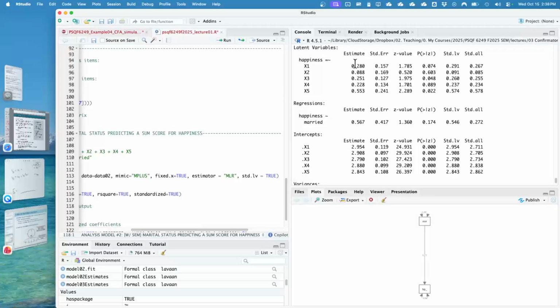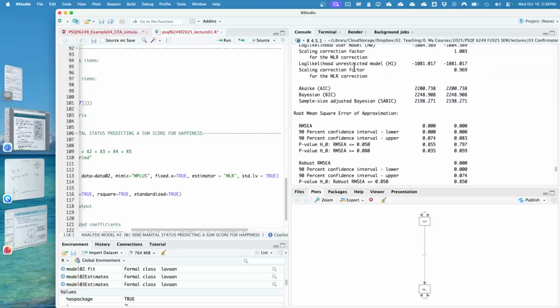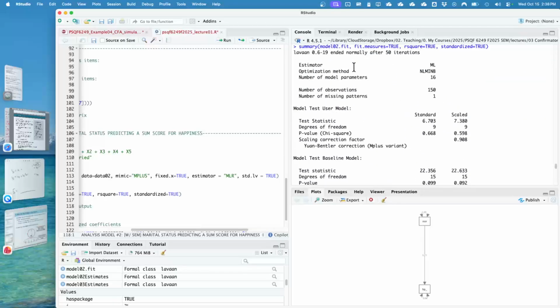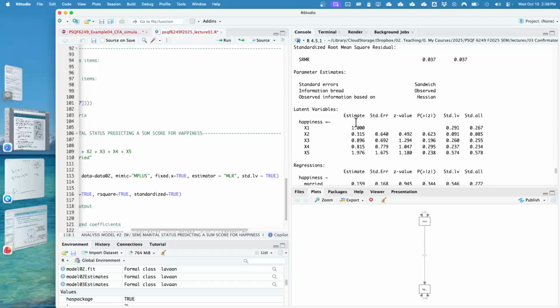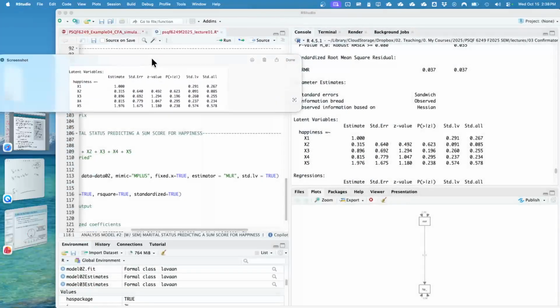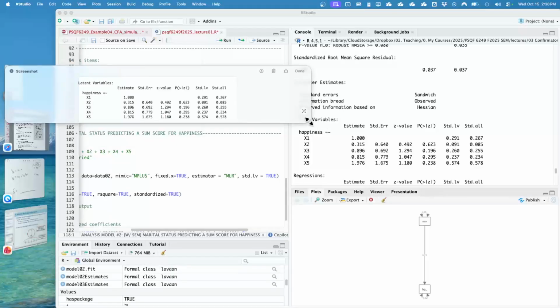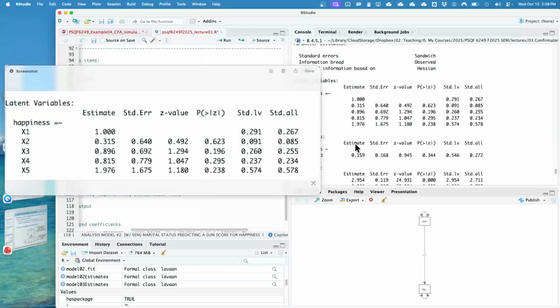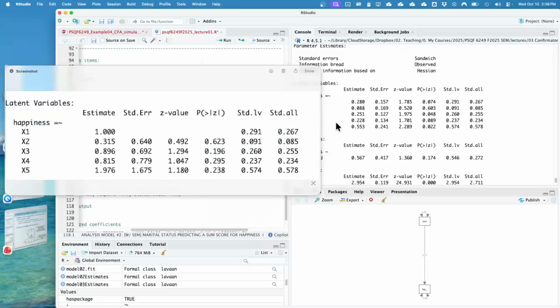Right? So now, what has to happen if we go up here to where we were before? I'm going to grab a screenshot real quick for our factor loadings. This is what they were before. Sorry, you can't see that small. There we go. And here's what they are now. These numbers have to change, right?